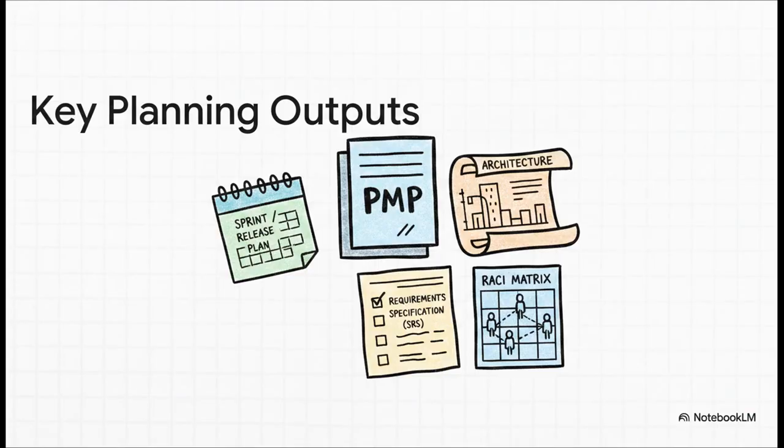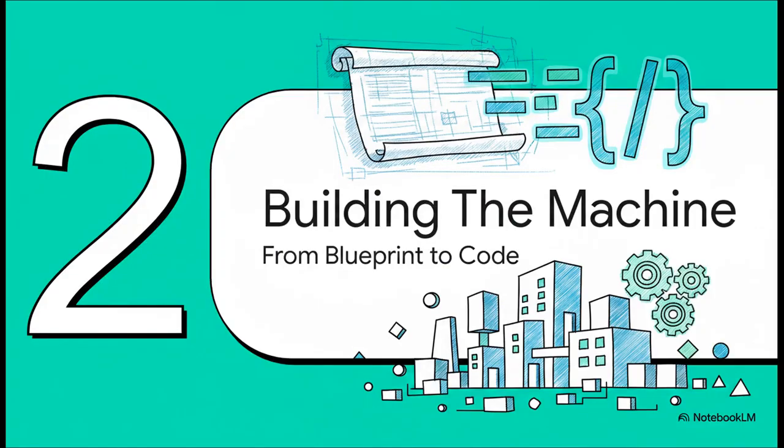And just look at the level of detail we're talking about here. This isn't just a simple to-do list. You get the main project management plan, a document spelling out every single requirement, the technical architecture, a schedule, and even something called a RACI matrix, which defines exactly who is responsible, accountable, consulted, and informed for every task. It's thorough.